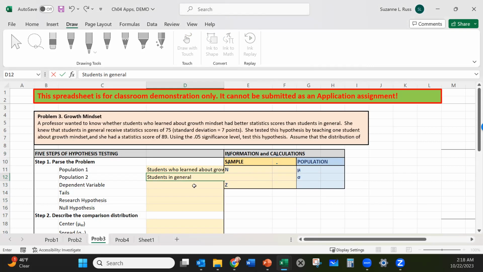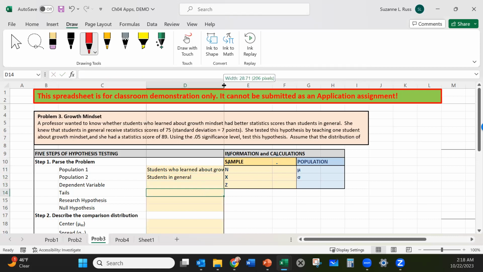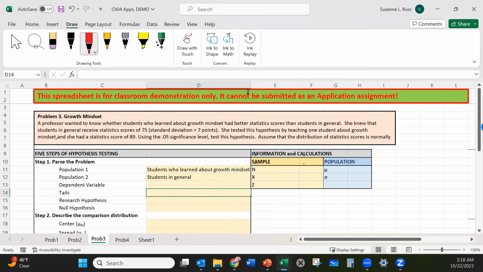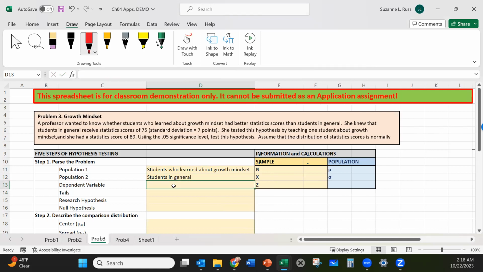If you ever have this problem, you want to have this all show up so you can know what you're doing. Go right up here to the formula bar and you'll see this arrow appear and you can just drag that over and get yourself a little more space. The dependent variable, what we're measuring, is the statistics score. And the tail of the distribution, I can see from the words "had better," suggests that we're looking at a one-tailed high.